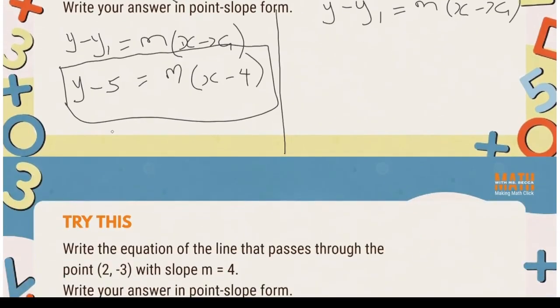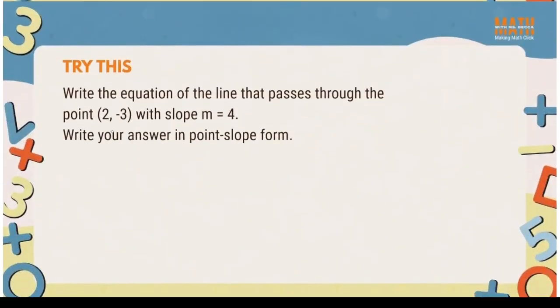Now let's look at the third form. Okay, before we look at the third form, solve this one. Write the equation of the line that passes through points 2, -3 with slope m equals 4. Pause the video and solve this and write the equation.